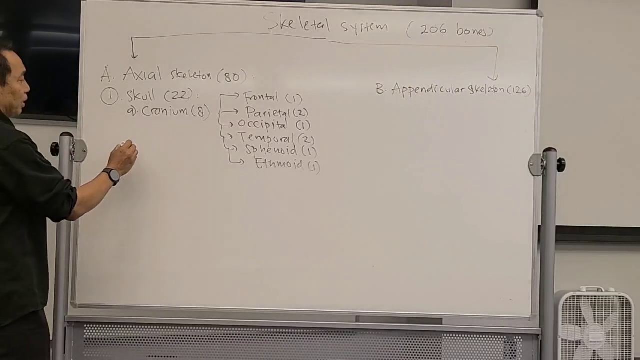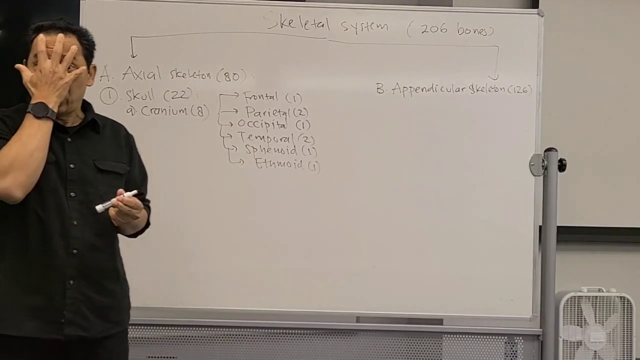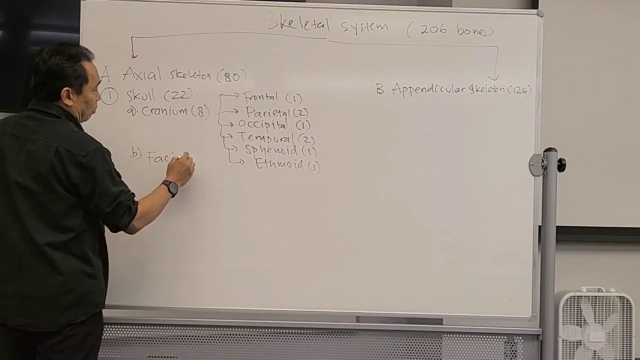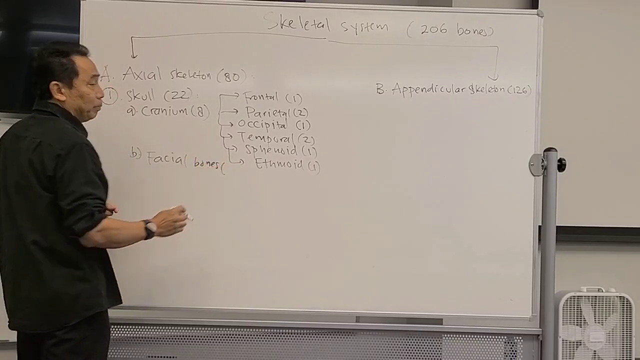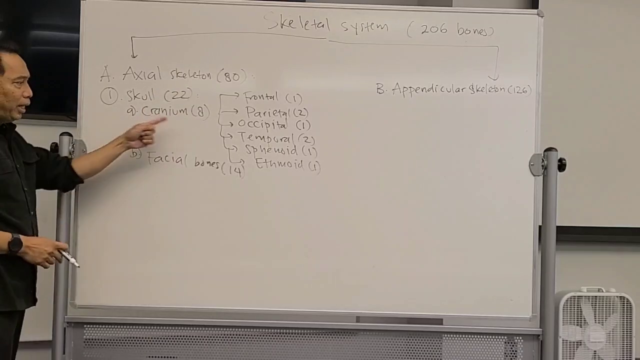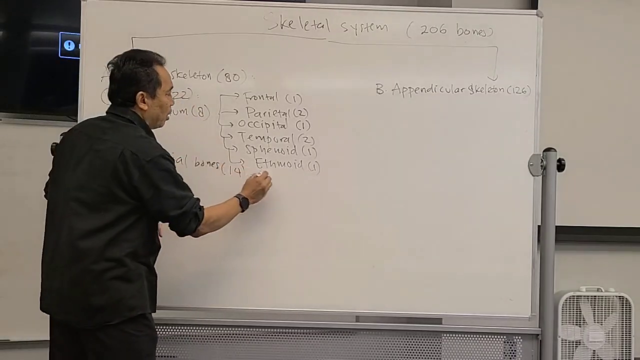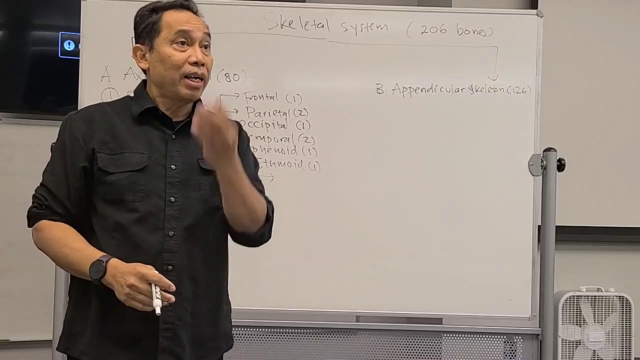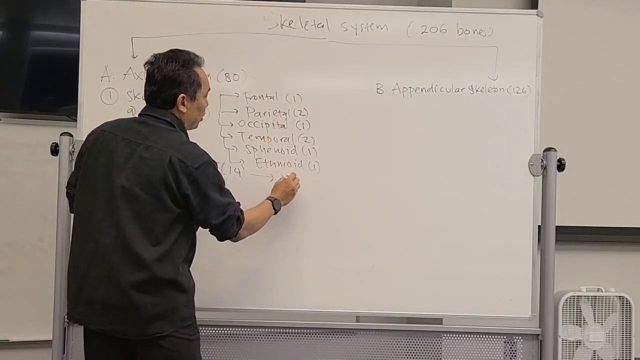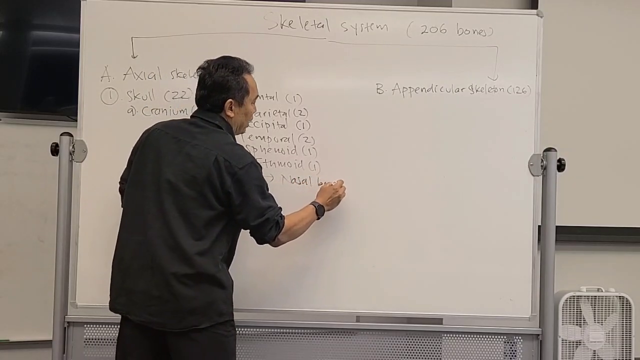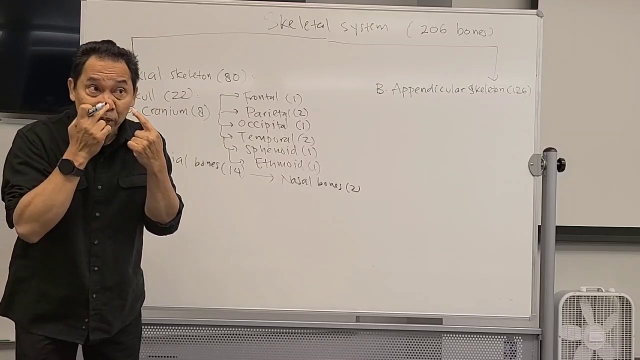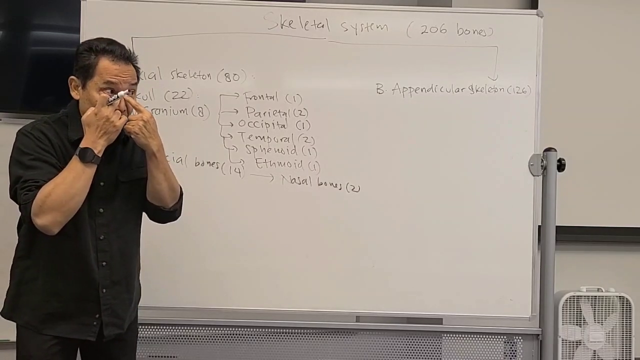The second group of the skull is the bones on your face. Facial bones. How many will there be? 14. Okay, because the total has to be 22. 8 plus 14, 22. Now we're going to name all of them, the facial bones. Start with the nose. It's called the nasal bone. How many? 2. This is very small actually. The top one. The bottom one is cartilage.